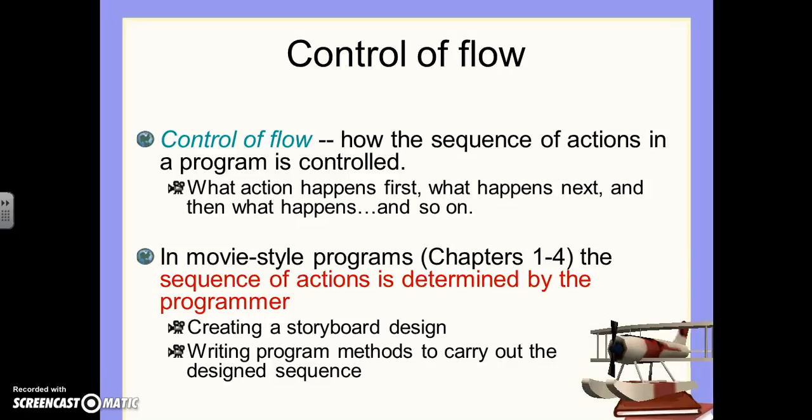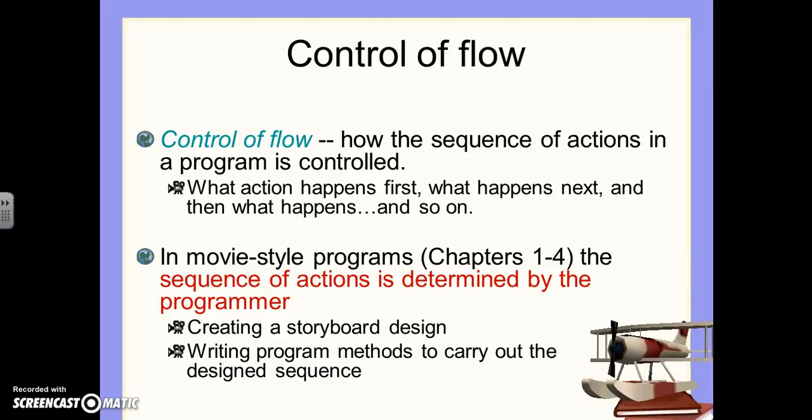So if we take a look at control of flow, this is how the sequence of actions in a program is controlled. So it's very important that when you're writing a program, obviously you have certain events taking place first and then second and then third. And you probably would want to write the code in that manner so that you stay in tune with how the program is going to flow as you write it. Now, what action happens first, what happens next, and then what happens and so on is kind of what we just discussed.